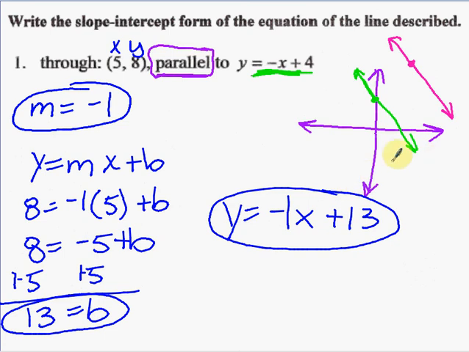So basically what I'm showing you here is that the equation of this pink line is y equals -1x plus 13, meaning that up here where this line eventually hits the y-axis, it's up here at 13, whereas our other line hit at 4 down here. Okay? But they both have the same slope because they're parallel. So this is our answer right here. Okay? Alright, so let's go ahead and do another problem.